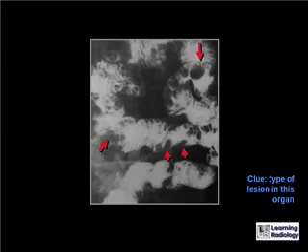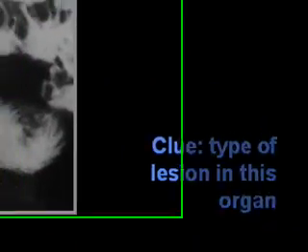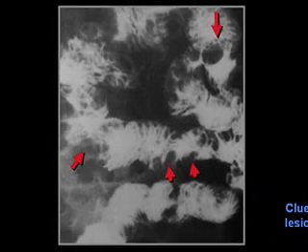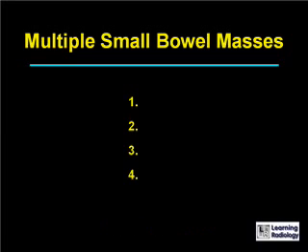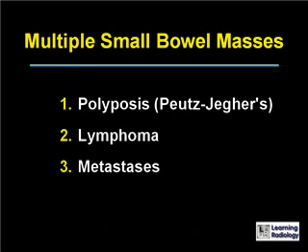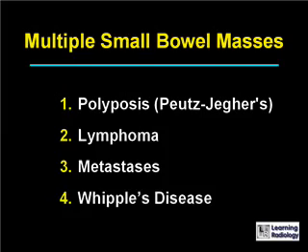Your next differential diagnosis. The differential is for multiple small bowel masses. There are 4 causes listed. Amongst the causes of multiple small bowel masses are apolyposis syndrome, such as Peutz-Jeghers, lymphoma, metastases to the small bowel, and Whipple's disease.